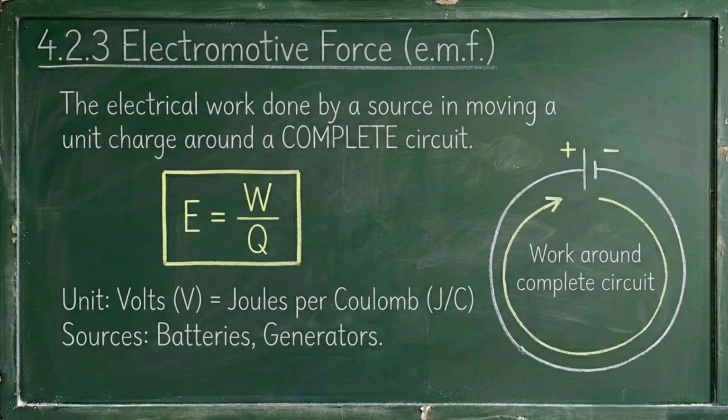It is confusing. I mean, they are both measured in volts with a V. If you use a multimeter, it doesn't say this is EMF or this is PD. It just gives you a number. But physically, they're opposites. So how do we distinguish them?